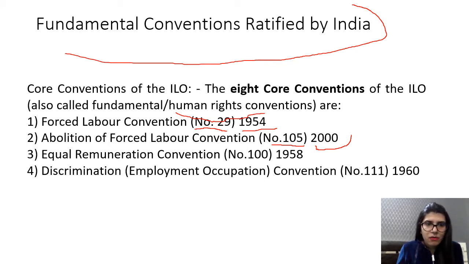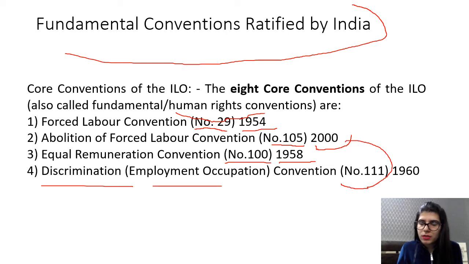Then next is the Equal Remuneration Convention, which is Convention number 100, and it was adopted by India in the year 1958. Then the Discrimination Convention, employment and occupation, which is number 111, and it was adopted by India in the year 1960.